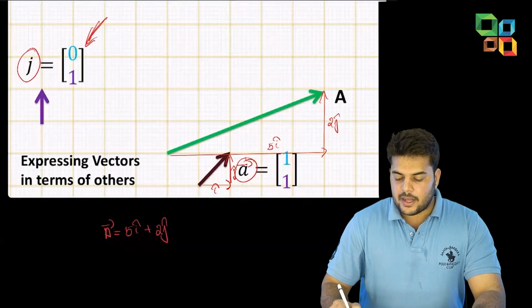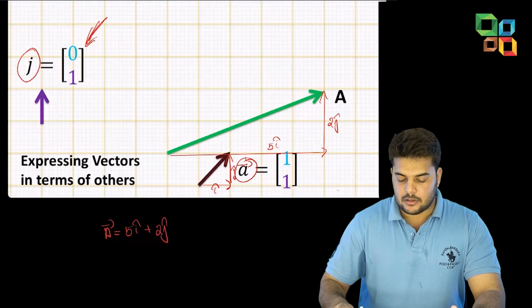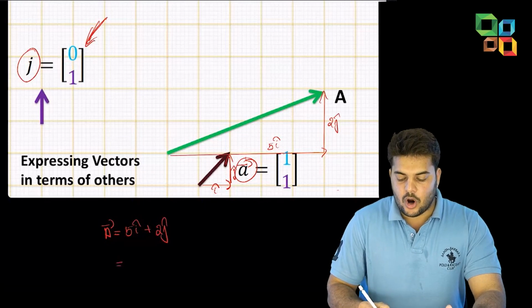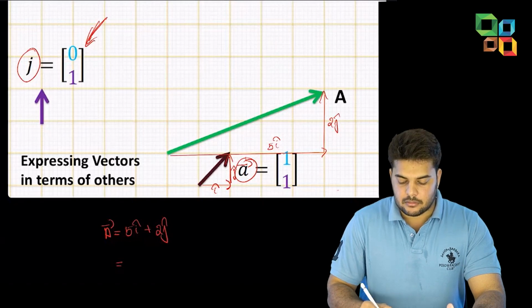So where can I get the 5I from? What's the only place that I can get the 5I from? Small a vector. So how many a vectors do I need? 5. Correct. Very good. So I need 5 a vectors.